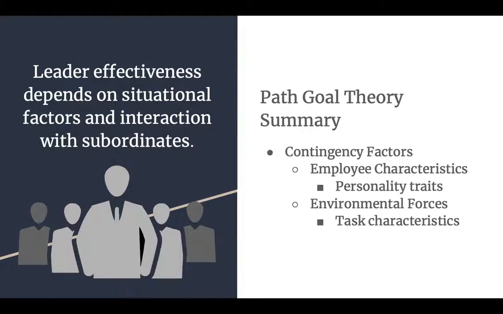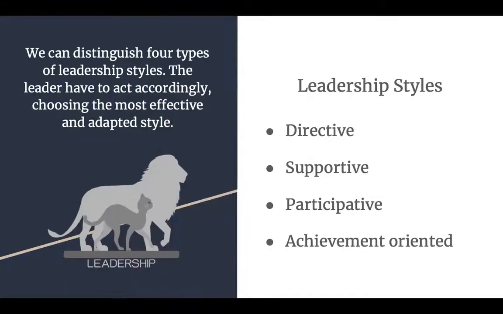Employee characteristics include personal characteristics, such as what kind of structure the employee needs considering their experience. And environmental factors include things like task characteristics, how difficult or interesting the task is, or whether the work environment is encouraging or not. The leaders then have to act accordingly when choosing the most effective leadership style. According to this theory, we can distinguish four types of leadership styles.